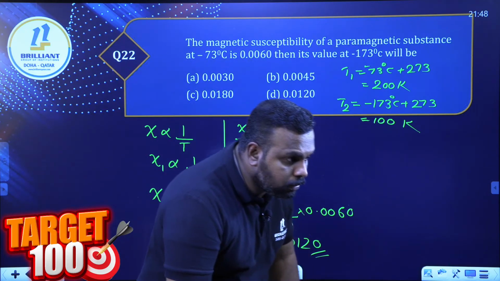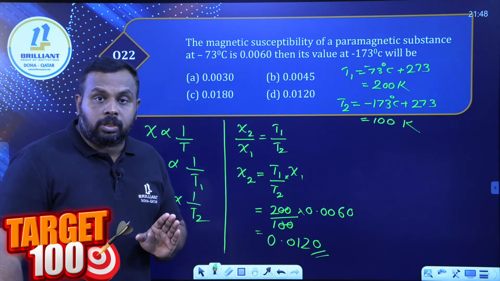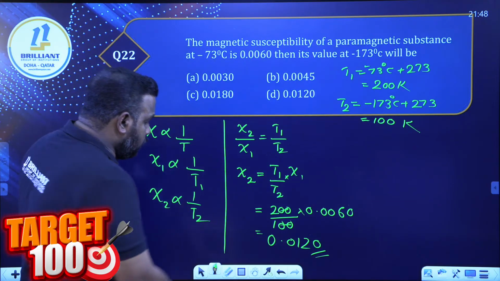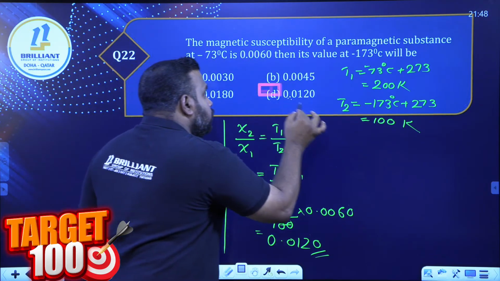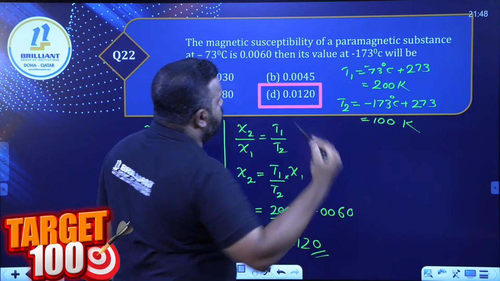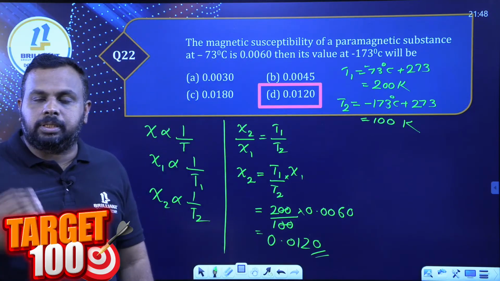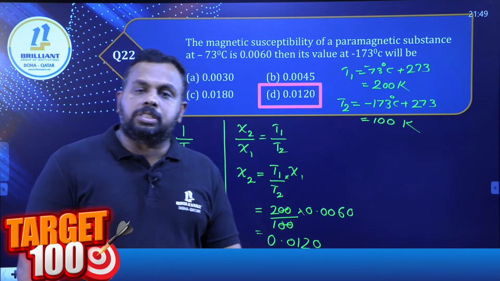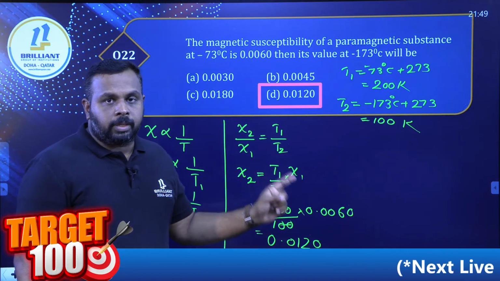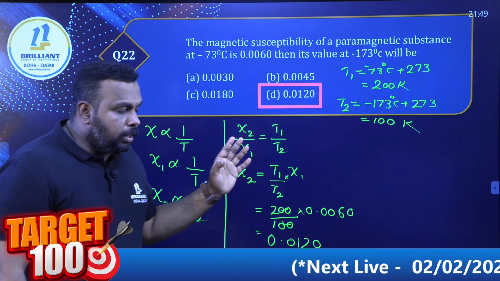Yes, Adil. Very good. Is it clear or not? So this is the method. Please note this. And the same result you can apply for ferromagnetic as well, because in that also susceptibility is inversely proportional to what? Temperature. Okay. Can I go to the next?